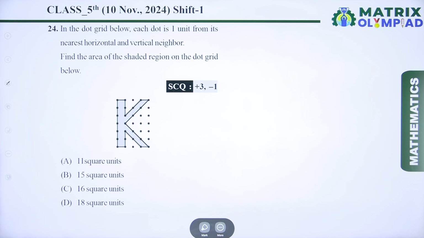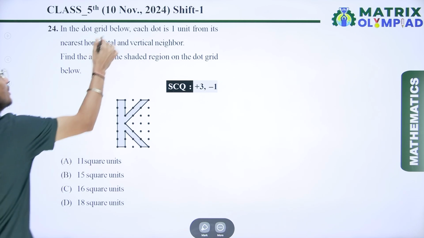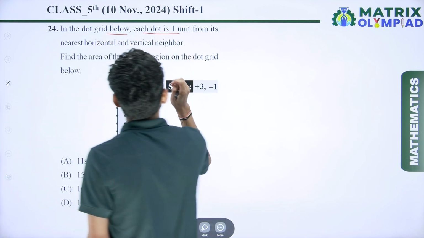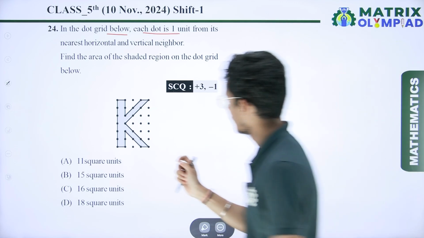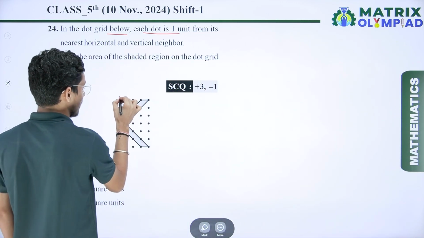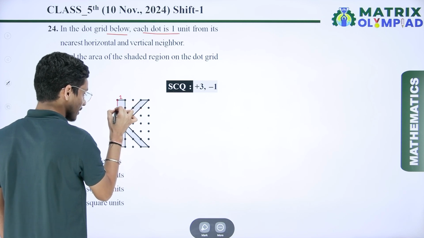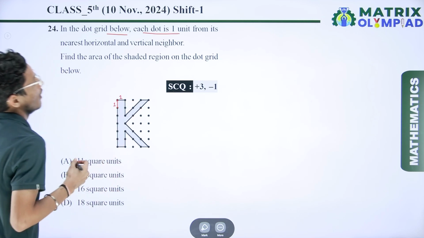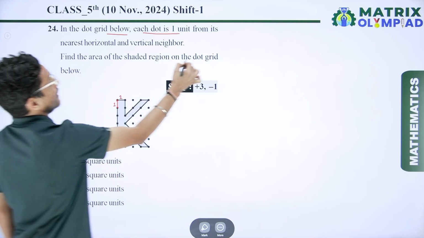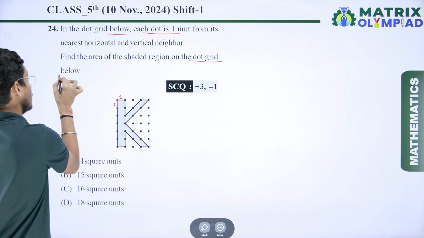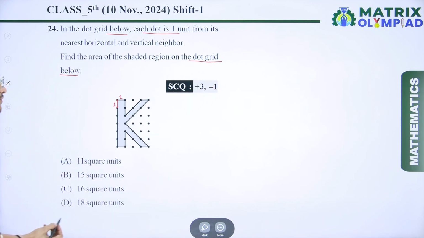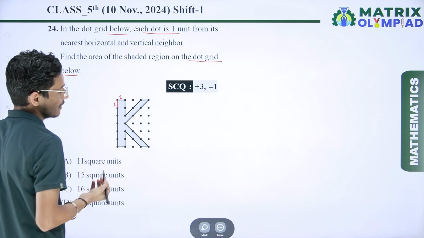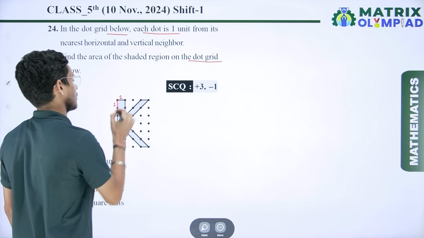Now the next question: in the dot grid below, each dot is 1 unit from the nearest horizontal and vertical neighbor. It means 1 unit, and we have to find the distance from this one and from this one. Now find the area of the shaded region of the dot grid below. Here we have the shaded region in the form of K. First we check how many squares are here and how many rectangles are here.